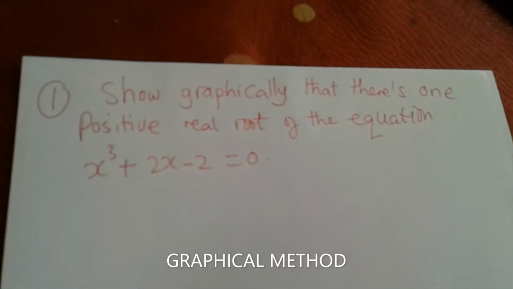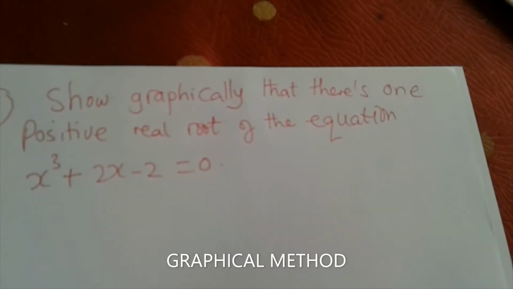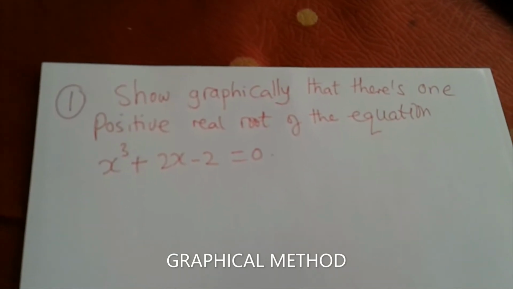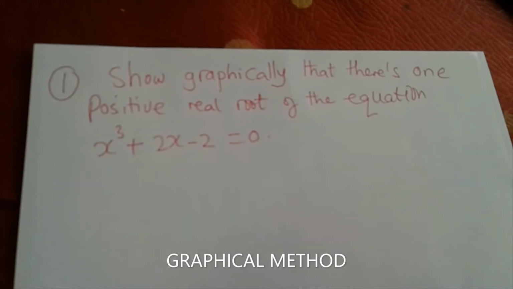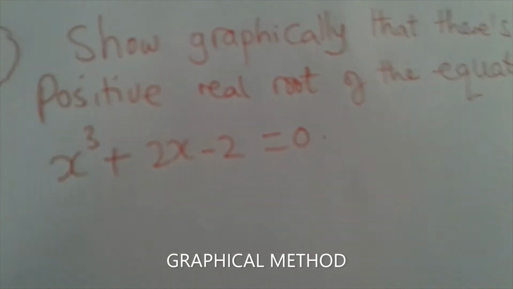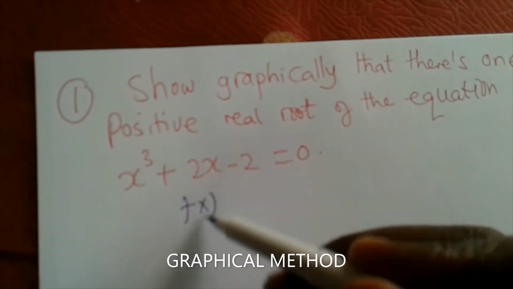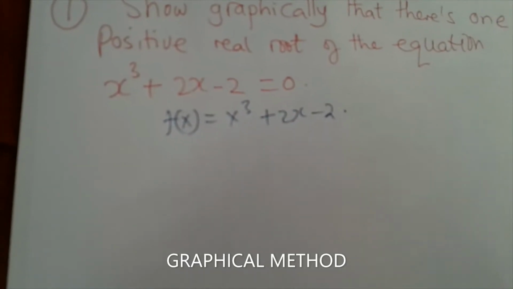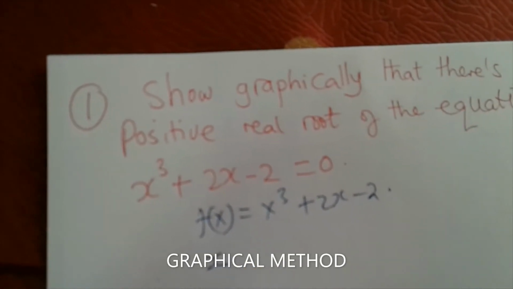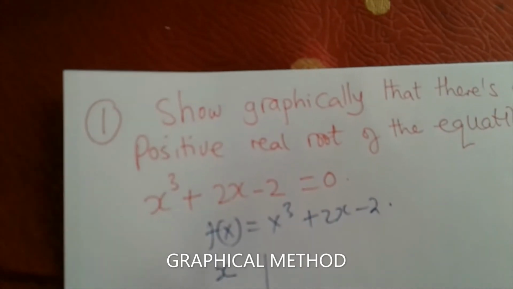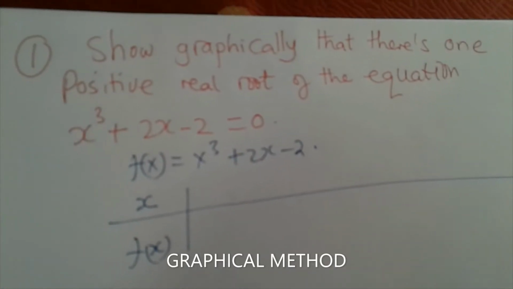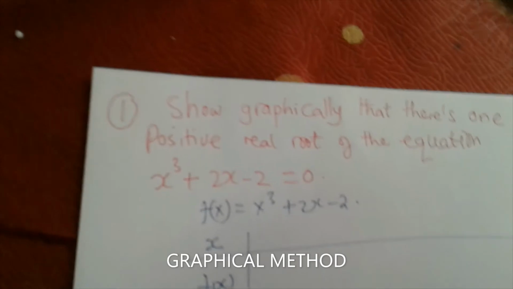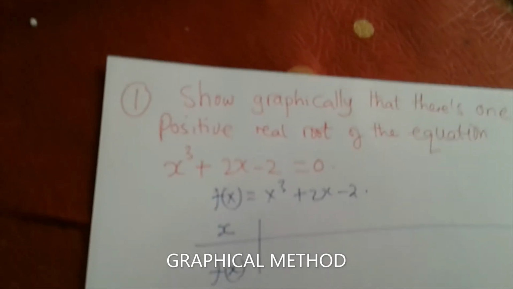We can have a question like, show graphically that there is one positive root of the equation x cubed plus 2x minus 2 equal to 0. Similarly, you draw a table and you shall have f(x) equal to x cubed plus 2x minus 2 as our function, and we shall have a table x then f(x). Now the question, they have not given us the range, or they can say show that the equation has a root between 2 and 3 graphically, but this one is open.